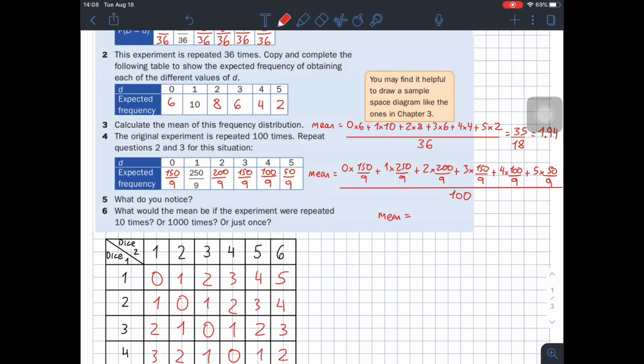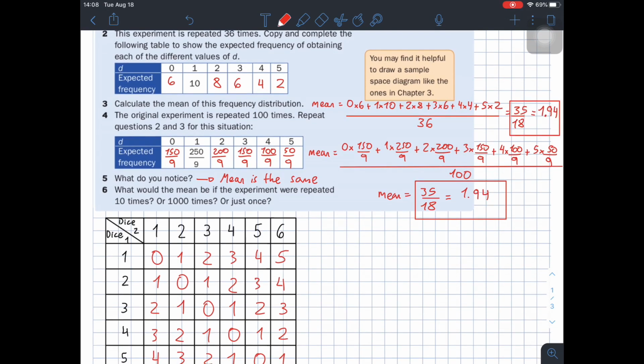You can do this in your calculator and you would get 35 over 18, which if you see is exactly the same result we got here, right? It's exactly the same result. Let me frame this and frame this. So what do you notice? The first thing is that the mean is the same, right? So we're going to write here, mean is the same. And what does this mean? For question 6, it says, what would the mean be if the experiment were repeated 10 times, 1,000 times, or just once?